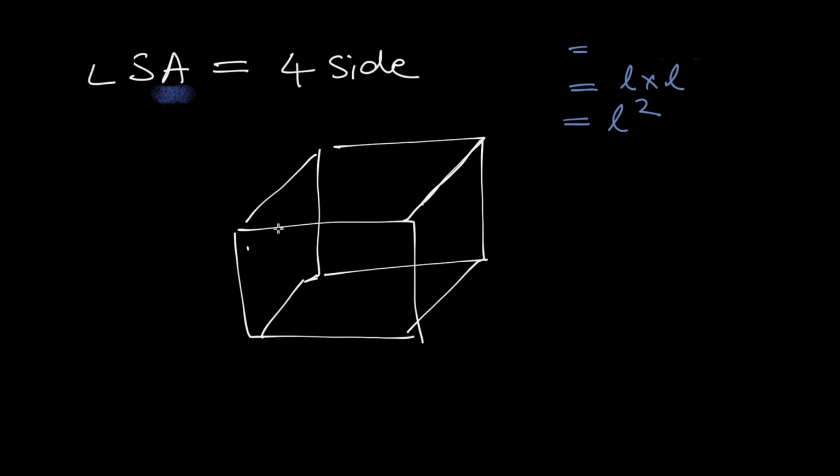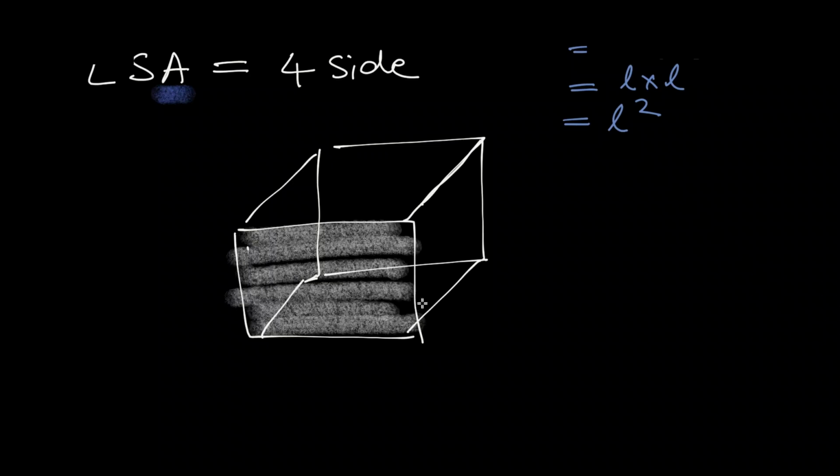So each surface, let me take the first surface as this one. This surface area equals L square. In the same way, we are going to take four sides. So the area of four sides is going to be 4L square. So the lateral surface area is going to be 4L square. We have the area of one side as L square. We are considering four sides. We are not including the top side and the bottom side. This makes the lateral surface area.